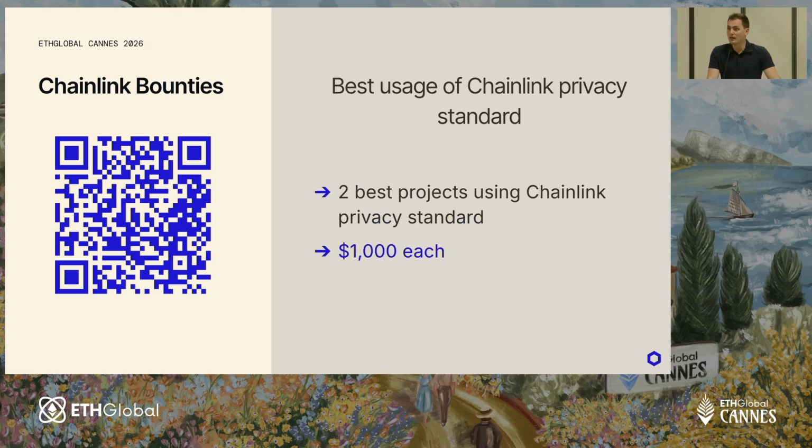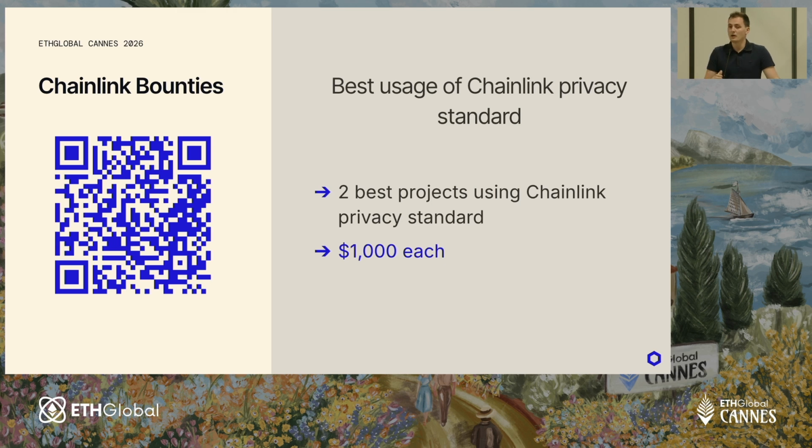The second one is the best usage of the Chainlink privacy standard. So we shipped a lot of privacy features, and we will ship more of them in the upcoming weeks and months. For now, there are two that are live for this hackathon. Frank will explain both of them in detail, but essentially we're giving 1K each to the two best projects using the Chainlink privacy standard. The good thing is that one of these two is compatible with CRE. It is actually a feature of CRE, meaning you can combine both of them and be eligible for both prizes if your project is really that good.